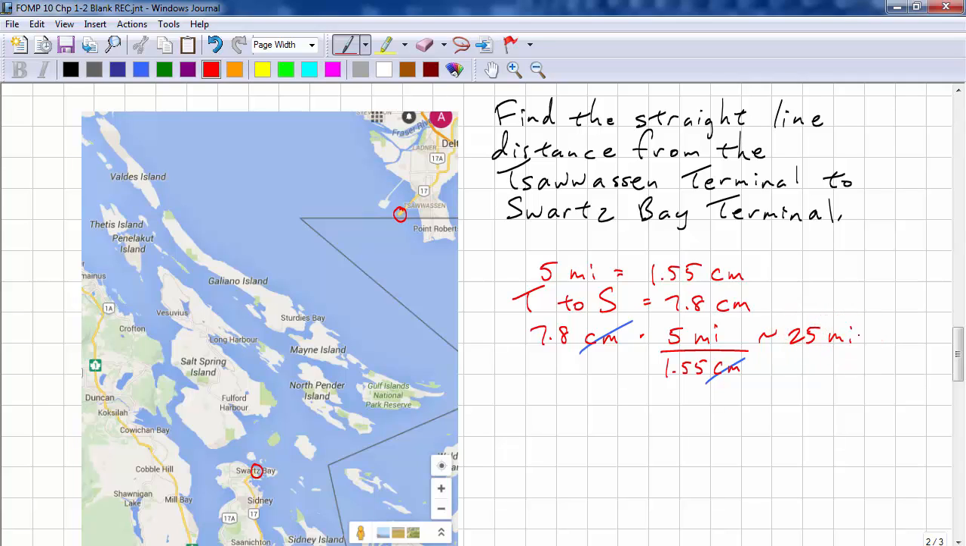Remember accuracy. We have 3 digits of measurement here and 2 digits of measurement here. Really, we should only have 2 digits of accuracy.